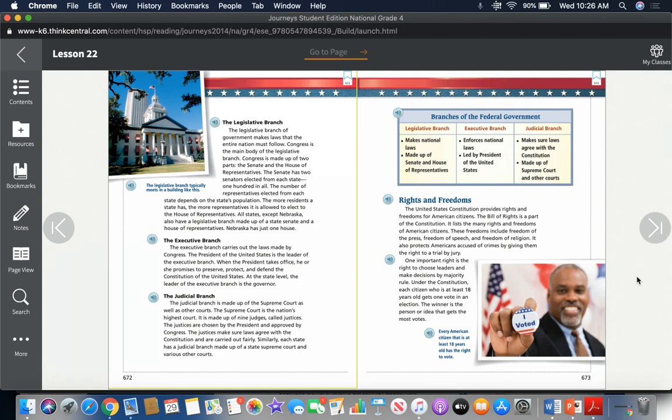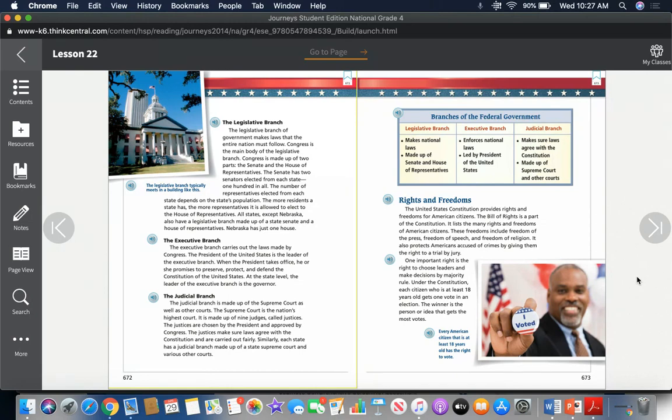Rights and freedoms. The United States Constitution provides rights and freedoms for American citizens. The Bill of Rights is a part of the Constitution. It lists the many rights and freedoms of American citizens. These freedoms include freedom of the press, freedom of speech, and freedom of religion. It also protects Americans accused of crimes by giving them the right to a trial by jury.